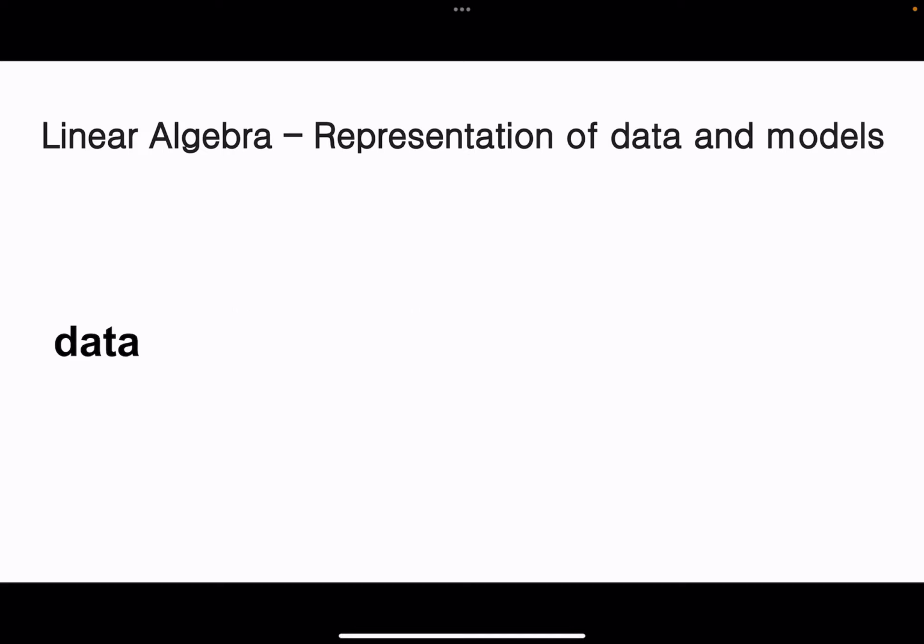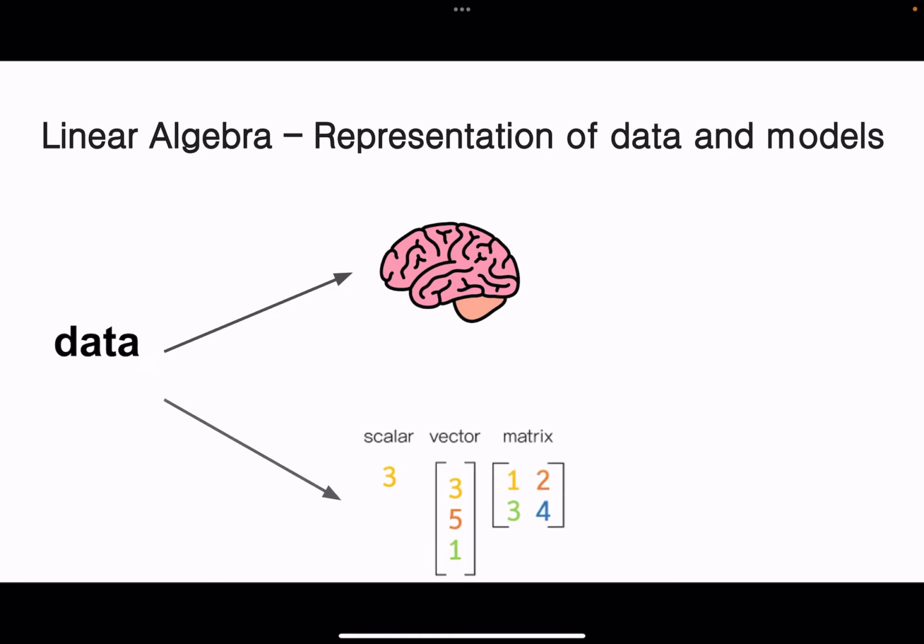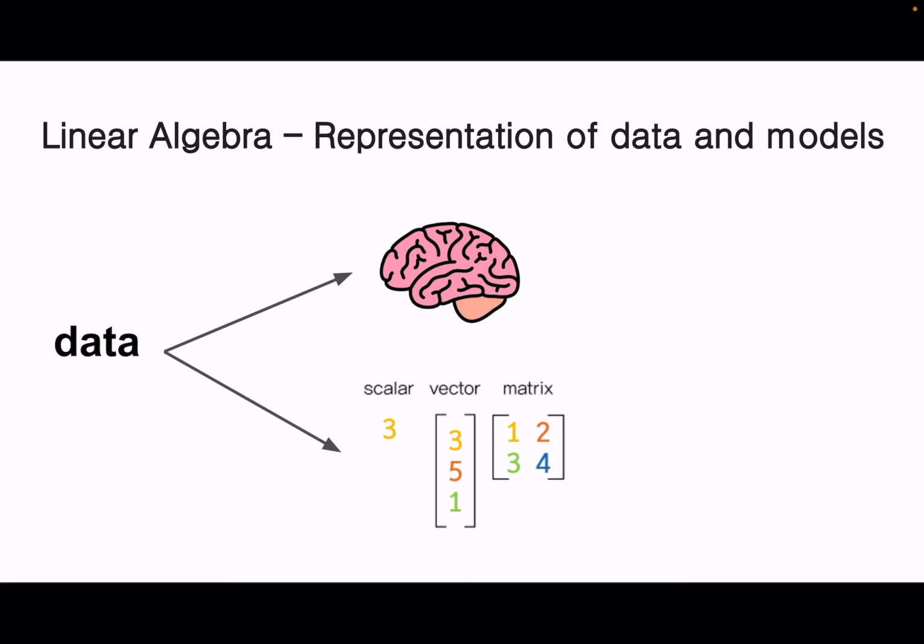Linear algebra. Representation of data and models. One of the important elements in the field of AI is data. Just as people learn in their daily lives, AI models also need data to learn. The human brain can immediately understand various types of data, such as images, text, and voice. However, computers cannot do this, so when using data in an AI model, the data must be converted into a format that the computer can understand.